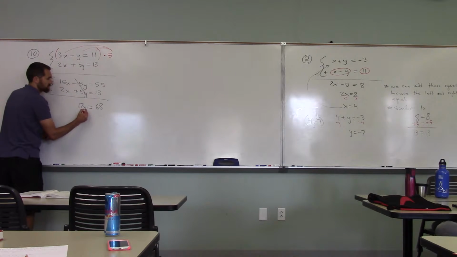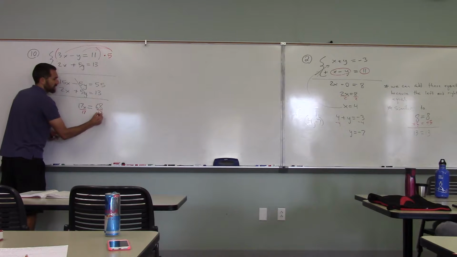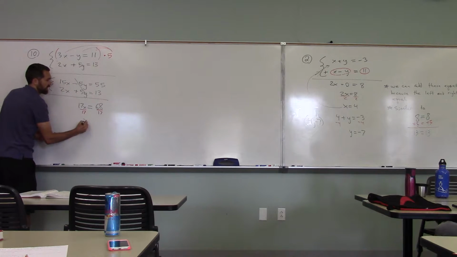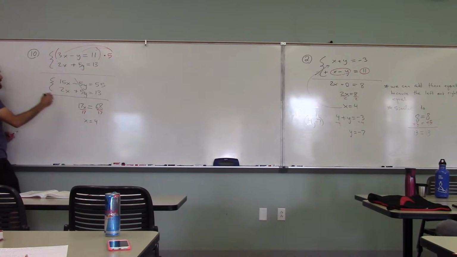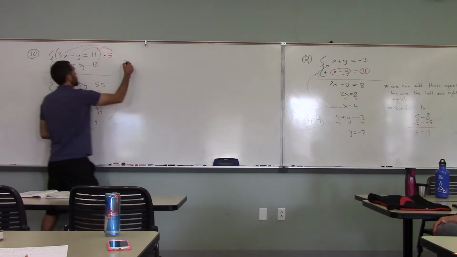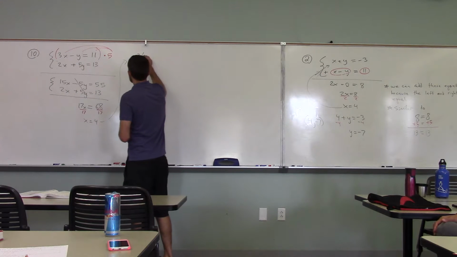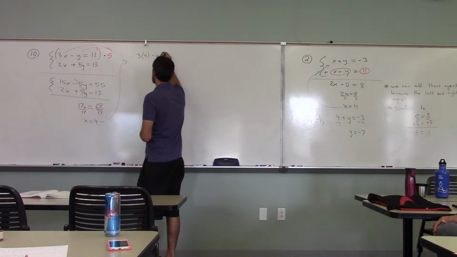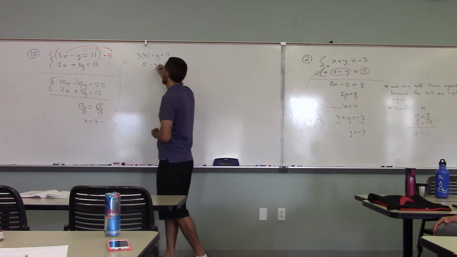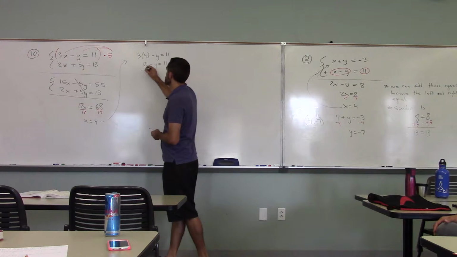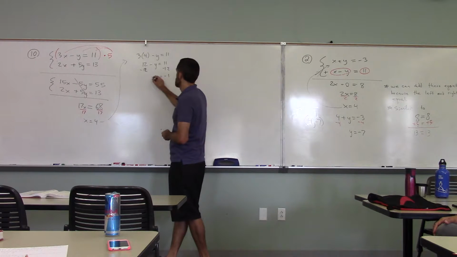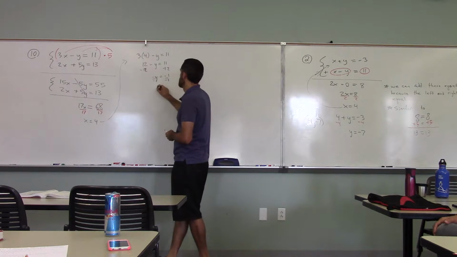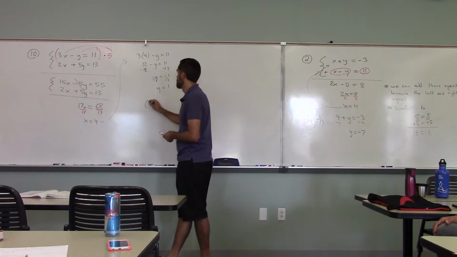Just divide both sides by 17. That's what a calculator's for. We get x equals 4. Plug the 4 back into something, right? This is 3 times 4 minus y equals 11. 12 minus y equals 11. Minus 12, minus 12. Negative y equals -1. Divide by -1. y equals 1.